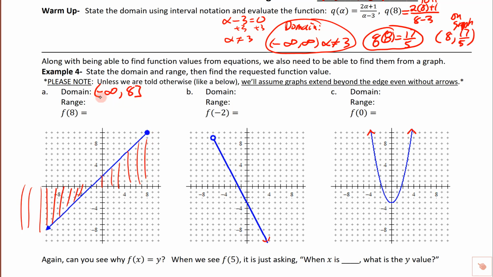So we're going to do a round bracket around negative infinity and then a square bracket around the 8, because that one is included. And then for the range, we're going to come over here like this. We're going to squish it onto the y-axis, because remember, the domain are the x's and the range, those are the y's. And then we'll squish these over here.